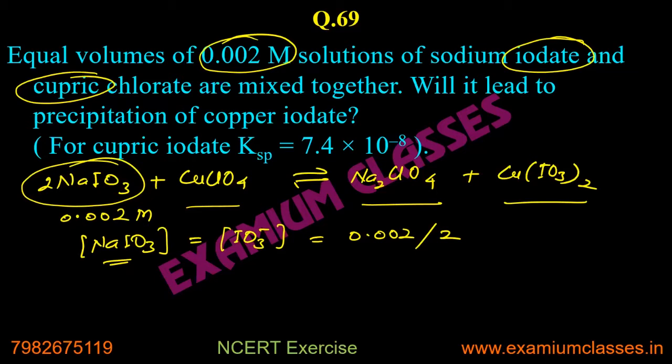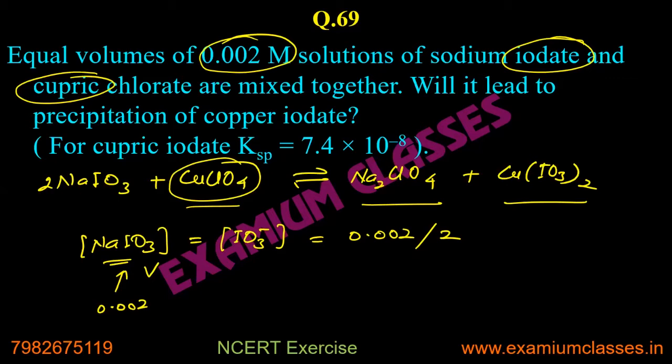Equal volumes are required. Understand it in terms of volume. This is the concentration 0.002, and this is, say, volume V. And suppose you mixed CuClO4 also as volume V. It should be clear now: because the volume is double, the molarity will be half. I think everyone should be clear about it.